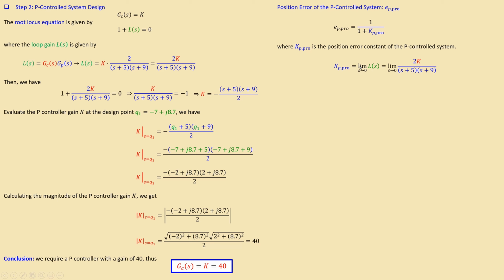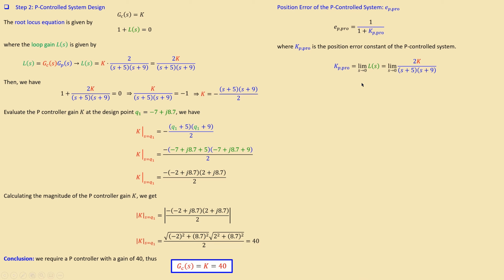This is only valid if you have a unity gain feedback configuration, and this formula in this form is also valid if you have a unit step input, or just step input. That is actually the case. If you have, for example, a unit ramp input or unit parabolic input, you need to add an s for the ramp input and an s squared for the parabolic input, but that will be determined and discussed in another video about the lag controller design.